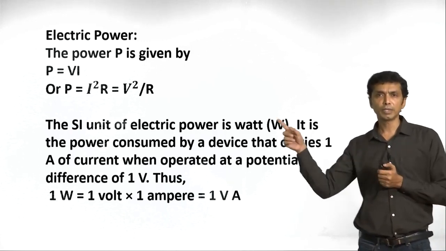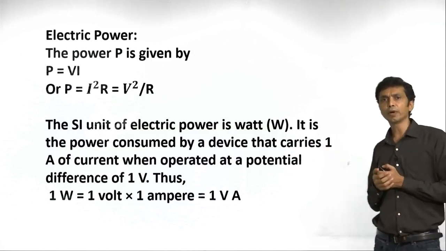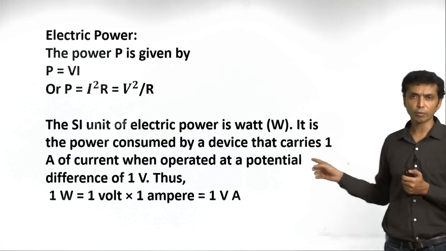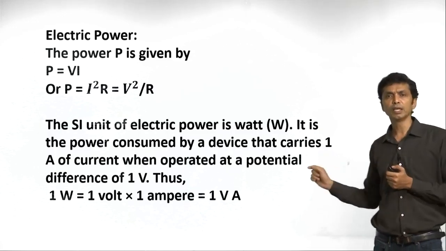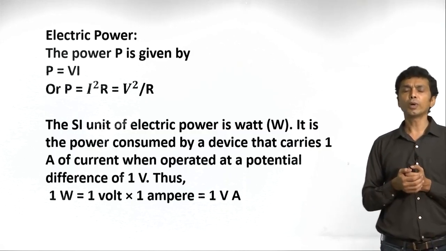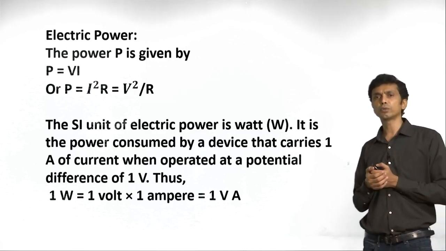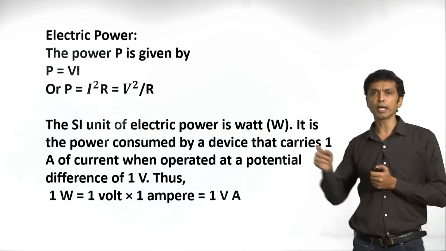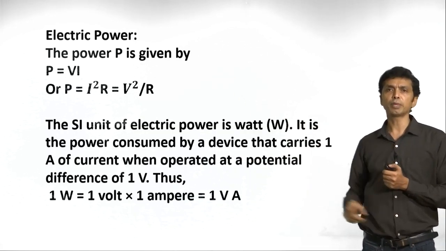So, P is equal to VI, and the SI unit of power is watt. It is the power consumed when we supply 1 volt of potential difference to the circuit. 1 volt we have given, and we are getting a 1 ampere current in the circuit. So, 1 watt is equal to 1 volt into 1 ampere, which is 1 volt ampere. Here P is equal to VI: 1 watt, V is 1 volt, I is 1 ampere.